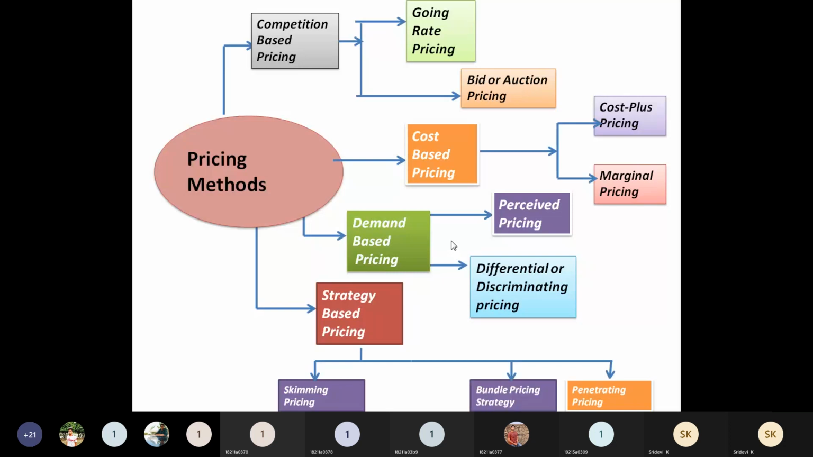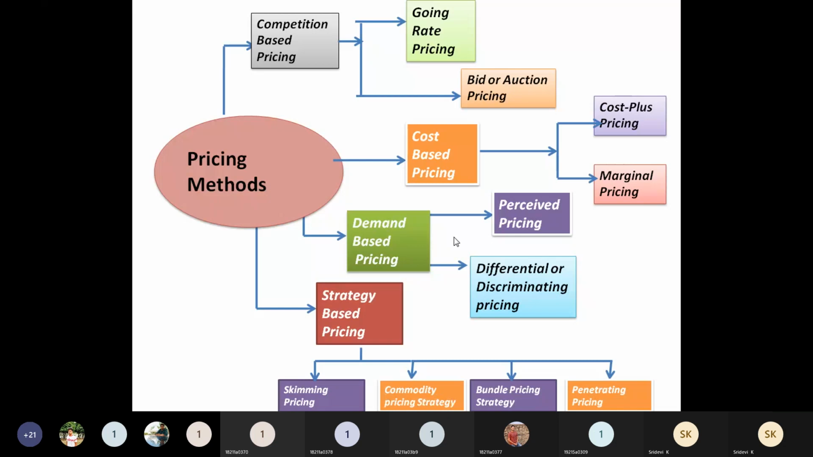Bundle pricing, like Santoor. What Santoor does is make a bundle of three products. Three Santoor soaps they will make into a bundle, and they fix a common price, right? Which is called bundle pricing. What are the advantages and disadvantages? We will go into detail.